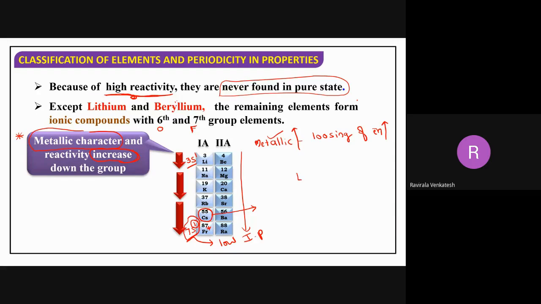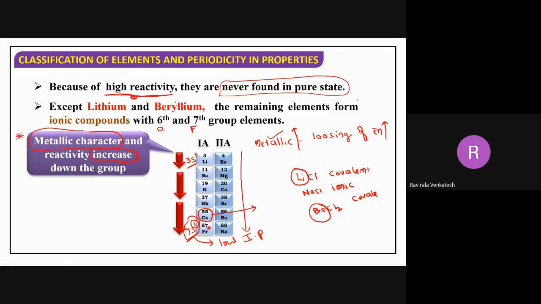For example, if I write lithium chloride, it has some ionic nature, but dominantly it will have covalent character. You already know covalent bond. Now, for example, sodium chloride will have ionic character. Similarly, beryllium chloride will have covalent character. Whatever compounds are formed by lithium and beryllium will have covalent nature. And the remaining elements like sodium, potassium, rubidium, cesium, barium, strontium, calcium, magnesium will predominantly have ionic nature.